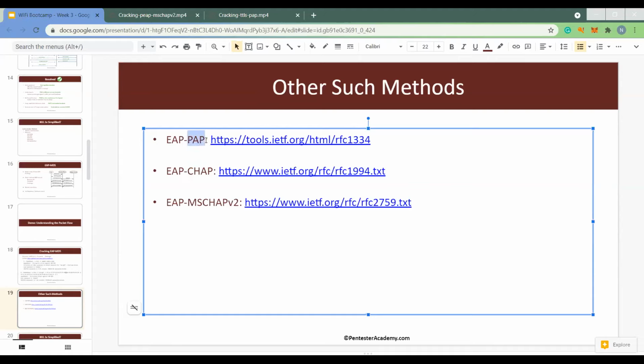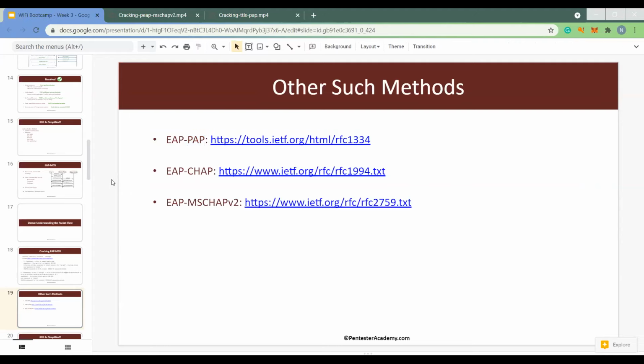And then similarly, you have PAP here. In case of PAP, it doesn't even perform MD5 or something. It is directly going to send you the username and password in plain text, right? So that is bad.